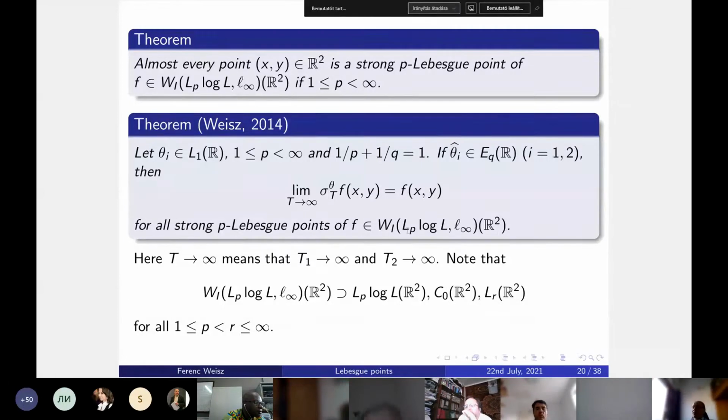If we choose here a larger space, say the L^p space, a larger space W(L^p, L^infinity), then the theorem is not true. I can say the same from this theorem. The theorem is not true even for the L^p spaces. T tends to infinity means that both coordinates T1 and T2 tend to infinity. The iterated space L^p log L infinity is larger than the L^p log L space or the space C0 or L^r.